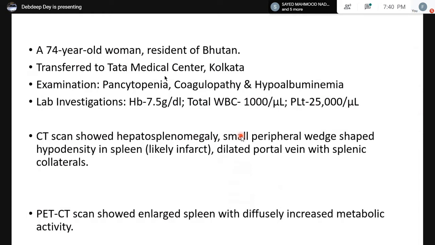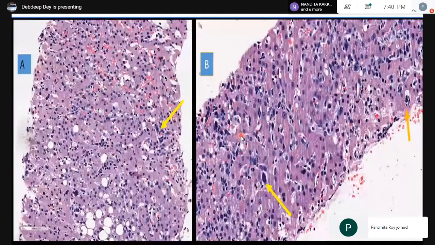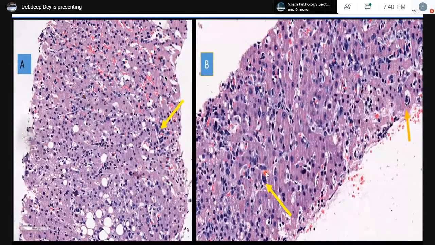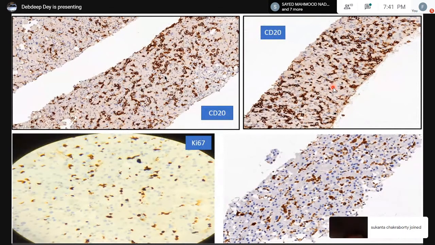Now, because of the coagulopathy, it was not possible to do a liver biopsy. A splenic biopsy is just out of the question. Therefore, a transjugular liver biopsy was done, and it showed this picture of dilated sinusoids, and you can see these large cells here with pleomorphic nuclei, staining positive with CD20, highlighting the scattered cells within the sinusoids, very large in size, which are BCL2 positive and with a high Ki67.